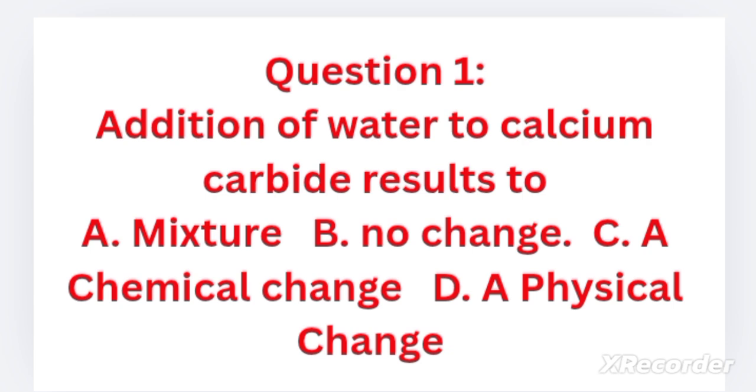So calcium carbide in water is going to result in a chemical change, whose products will be acetylene gas, which is C2H2, and calcium hydroxide. Three things we need to know about chemical change: new substances are formed, the change is irreversible by simple physical means, and it is a chemical reaction.